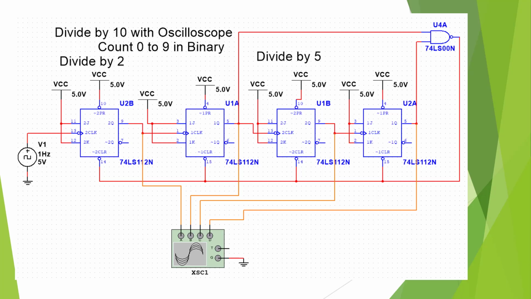Here is our divide by 10. We have taken our divide by 5 decoder and our counter divide by 5, and we put a divide by 2 up front. So we have a 2 times 5, which becomes a 0 to 9 divide by 10 counter with an oscilloscope.